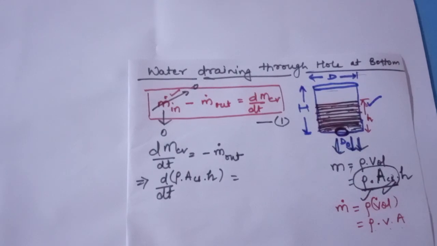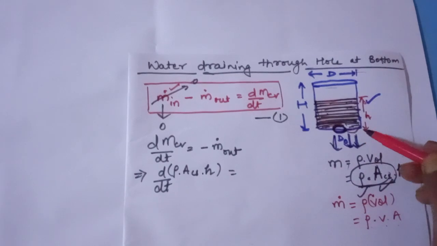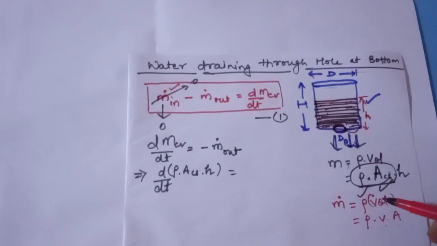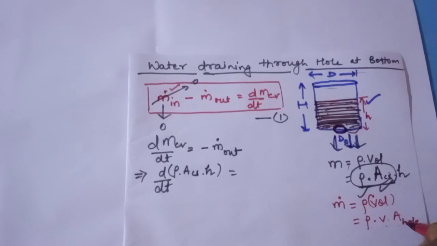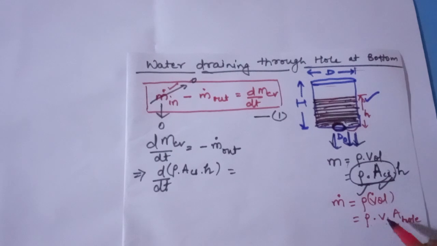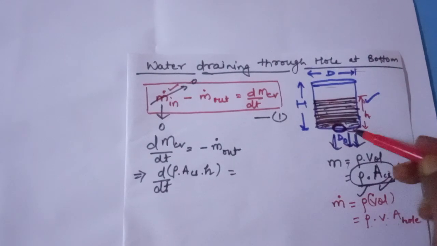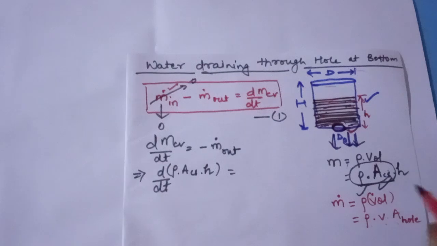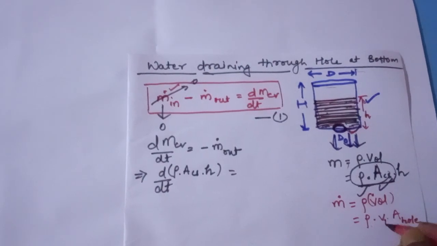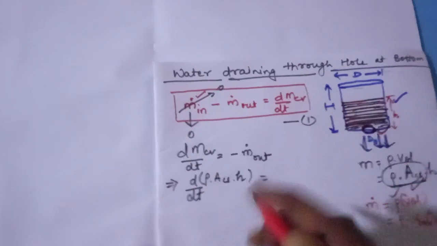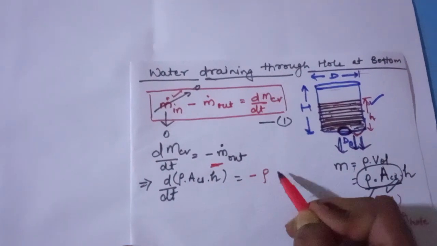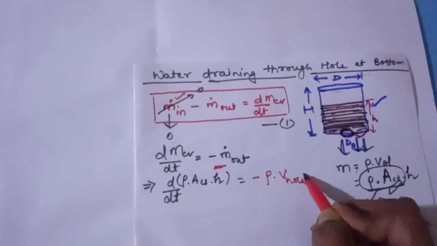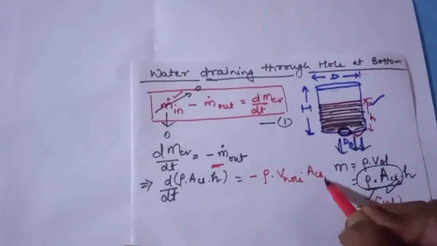Now the question is what area we have to take. Suppose this is our hole, so we have to take the cross sectional area of the hole. I will write it as cross sectional area of hole. Now we have to take the velocity at this hole, so let me write it as V hole. So we will write the rate of mass outlet as minus density into velocity at hole into area of cross section of hole.